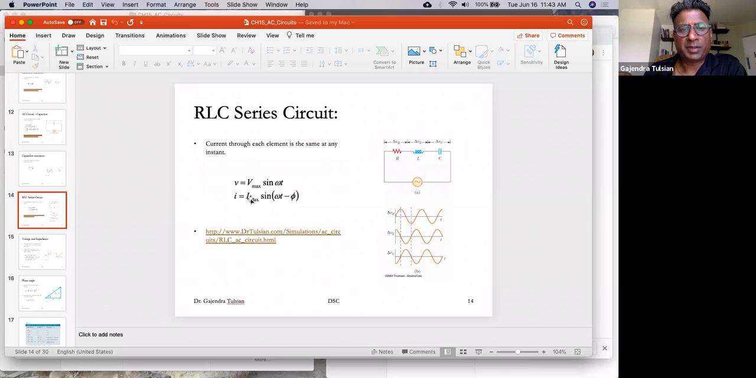Again, what we'll be interested in is two things. Imax is Vmax over Z. So we are interested in the impedance of this circuit, and we are interested in the phase factor.